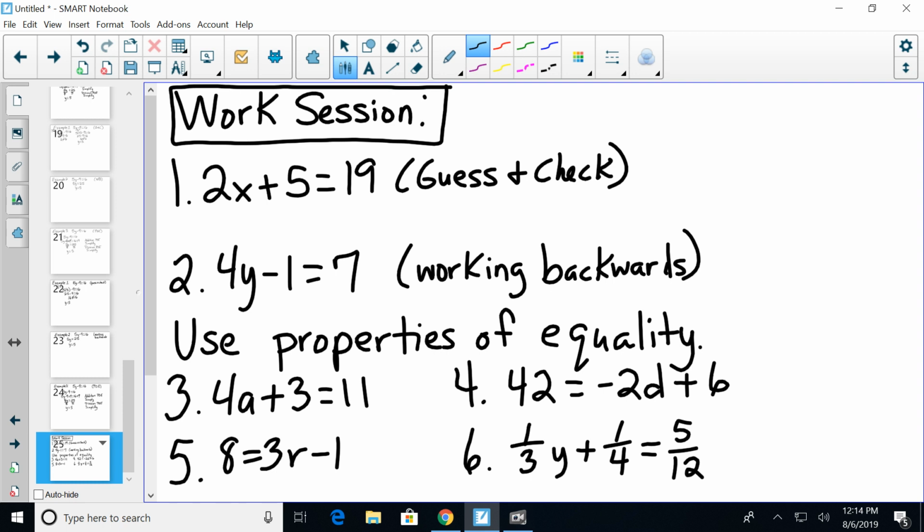Okay, so we got your 1/3 y. Can't do anything to that. We gotta get rid of the 1/4. So what do you want to do? So we're gonna subtract 1/4 from both sides. So when you get ready to subtract, you don't have to do it at the start.